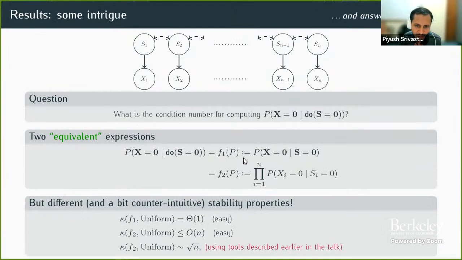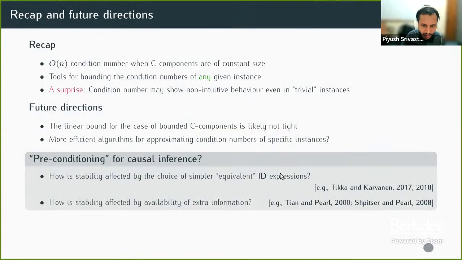two different ID expressions which are equivalent, in the sense that on the manifold of the probability distributions that are supported by the model, they are equal, but they behave very differently with respect to perturbations. So the condition number can be very different for those two. So this work on simplifying ID expressions, the condition number could possibly play a role here. So when you're trying to define this notion of what is a simpler ID expression, the condition number could be one parameter to decide between two different equivalent ID expressions.